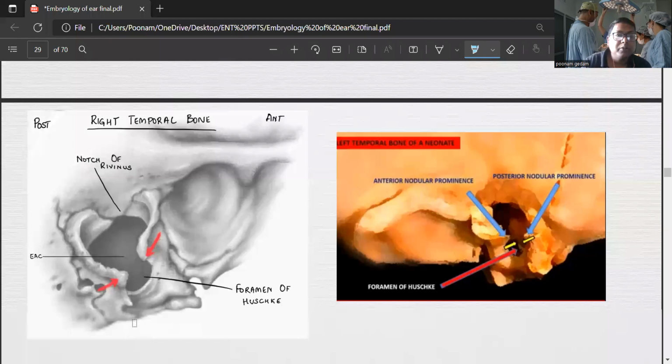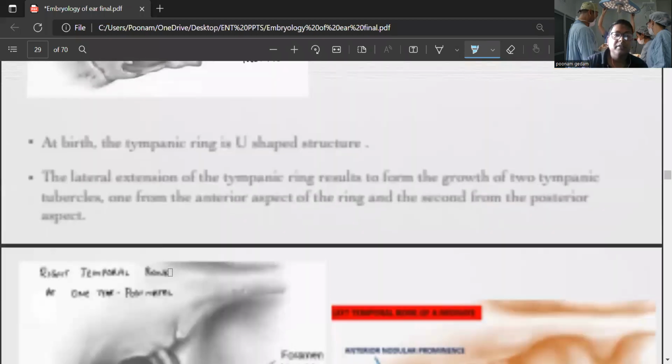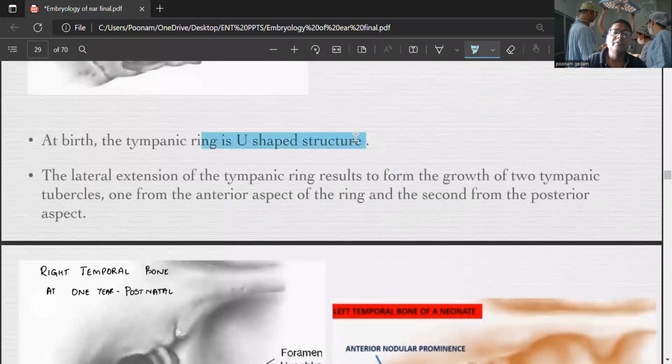This is the right temporal bone. This is the posterior part. This is anterior. This is the notch of Rivinus. You can see that this is the notch of Rivinus. This is the EAC. This is the foramen of Huschke. And this is the left temporal bone. This is the anterior nodular prominence. This is the foramen of Huschke. This is the posterior nodular prominence. So at birth, the tympanic ring is a U-shaped structure.